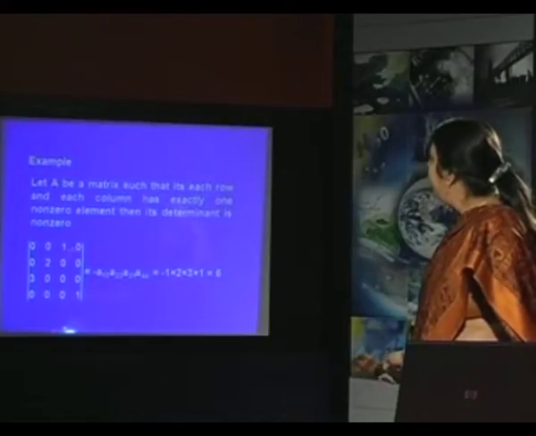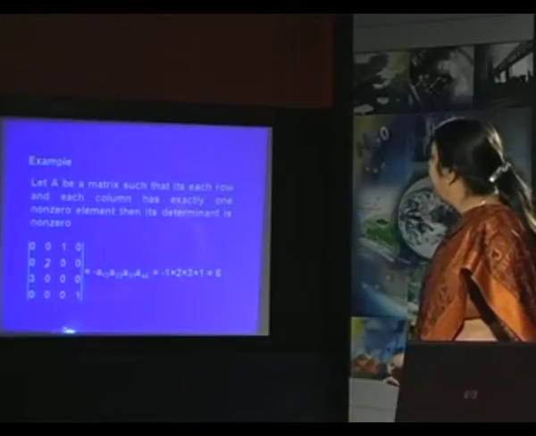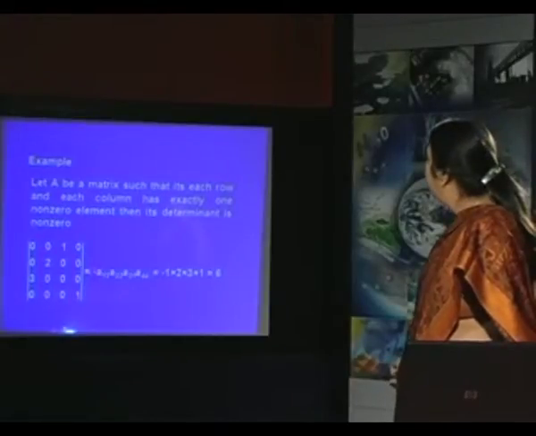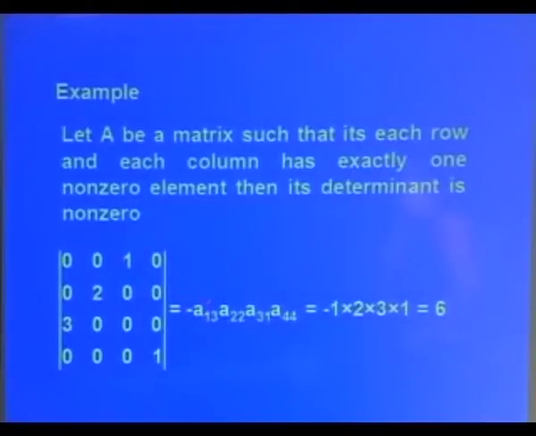And what is that term? That term is A13, A22, A31, and A44. The rest of the terms will be 0, and we are putting this with a negative sign because this is of inversion 1. So, it is an odd inversion, that is why we are having a negative sign.